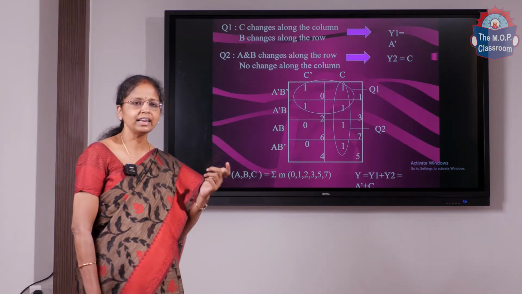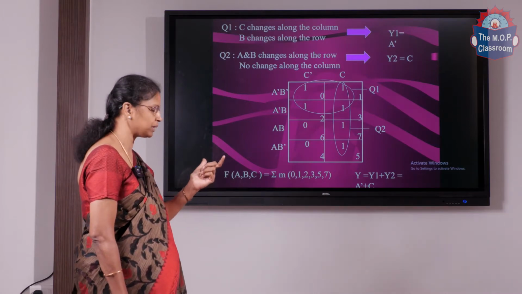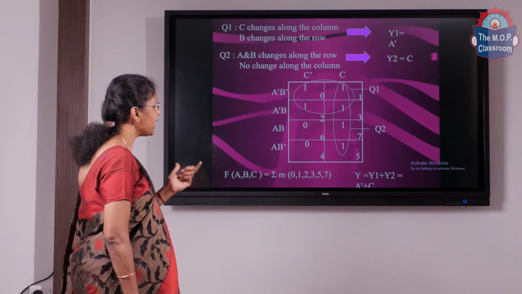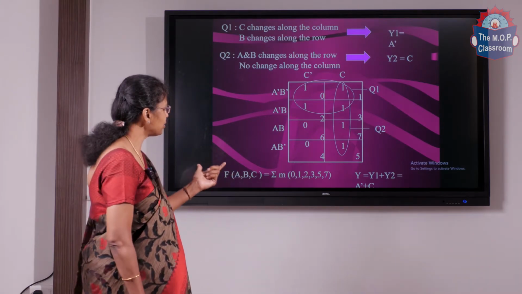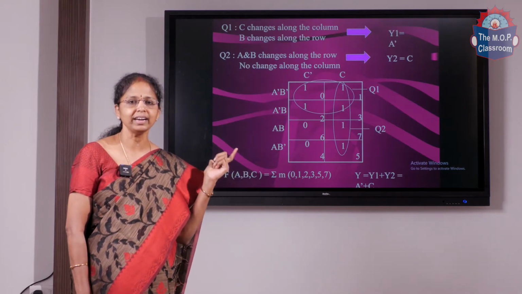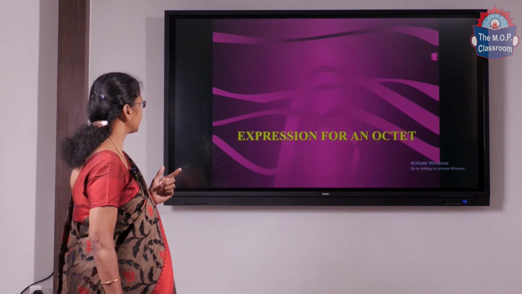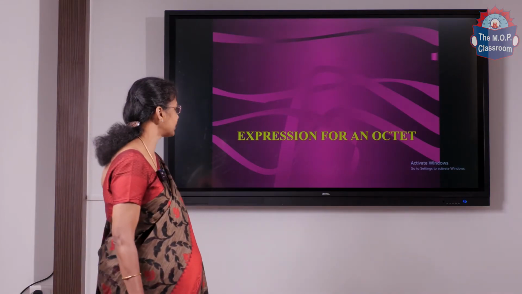Now, your final equation, the final Boolean expression y is equal to y1 plus y2, which is nothing but A prime plus C. See, we are able to reduce so many variables and we have got a much simplified expression. Okay. Next, we will see how to write an expression for an octet.